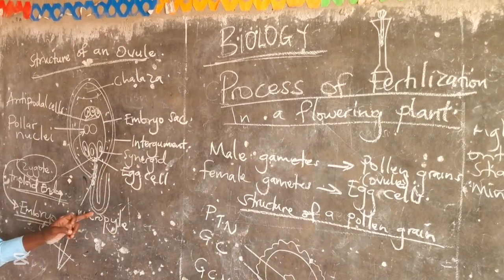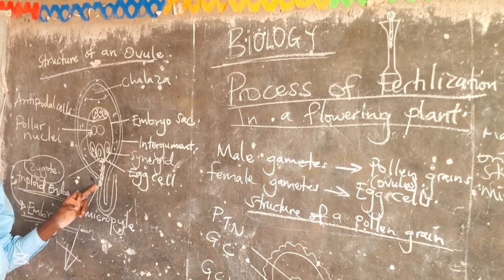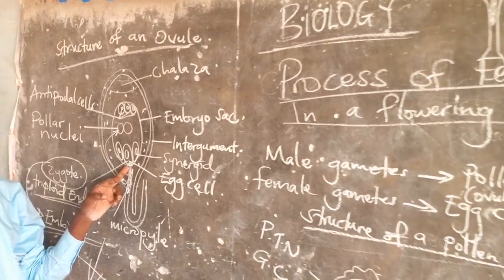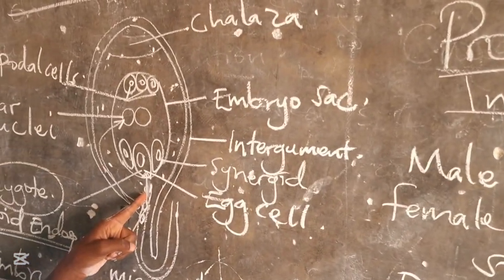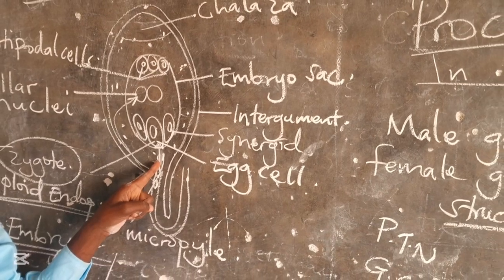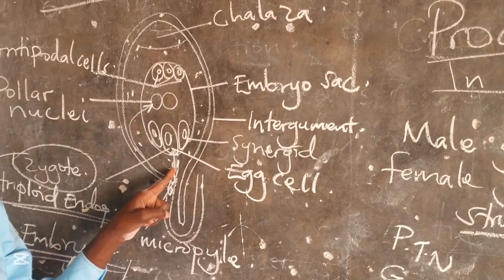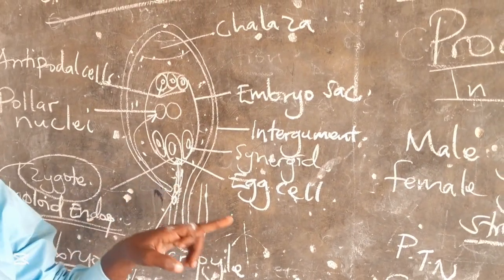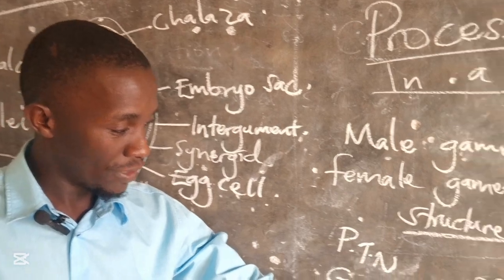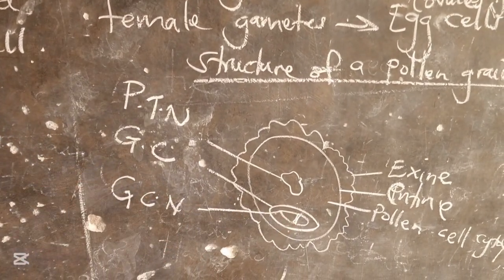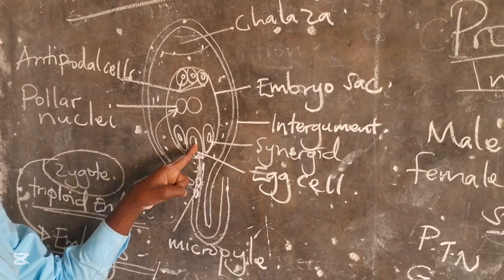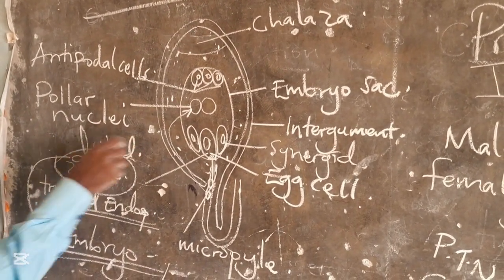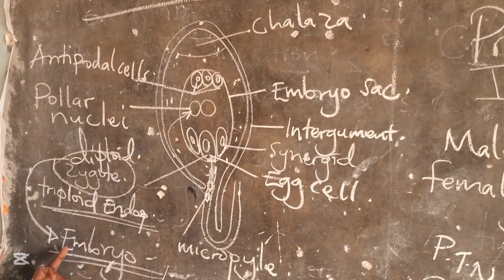which, once inside the ovule through the micropyle, the pollen tube tip ruptures such that the pollen tube nucleus disintegrates or disappears. As the pollen tube nucleus disappears, one of the male nuclei that were formed after the division of this generative cell nucleus will fuse with the egg cell to form a zygote, a diploid zygote, that later develops into an embryo.